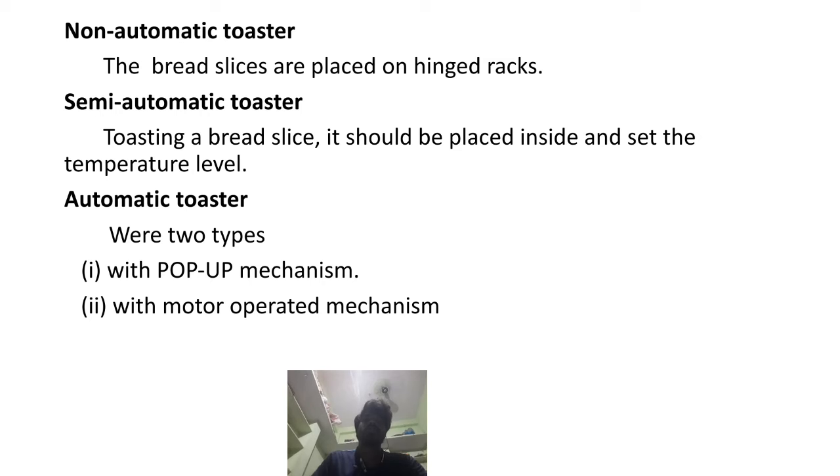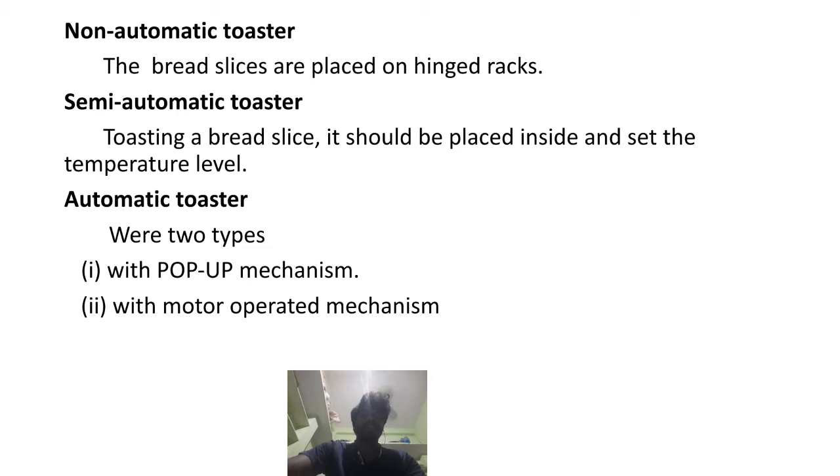First, the non-automatic toaster. In this type, the bread slices are placed on hanging racks. One or two slices are kept on each side of the heating elements. After the bread is toasted on one side, it is reversed and kept again. Then the bread slice is taken out and the toaster is switched off. The heating element is made of nichrome in the shape of ribbons or wires.